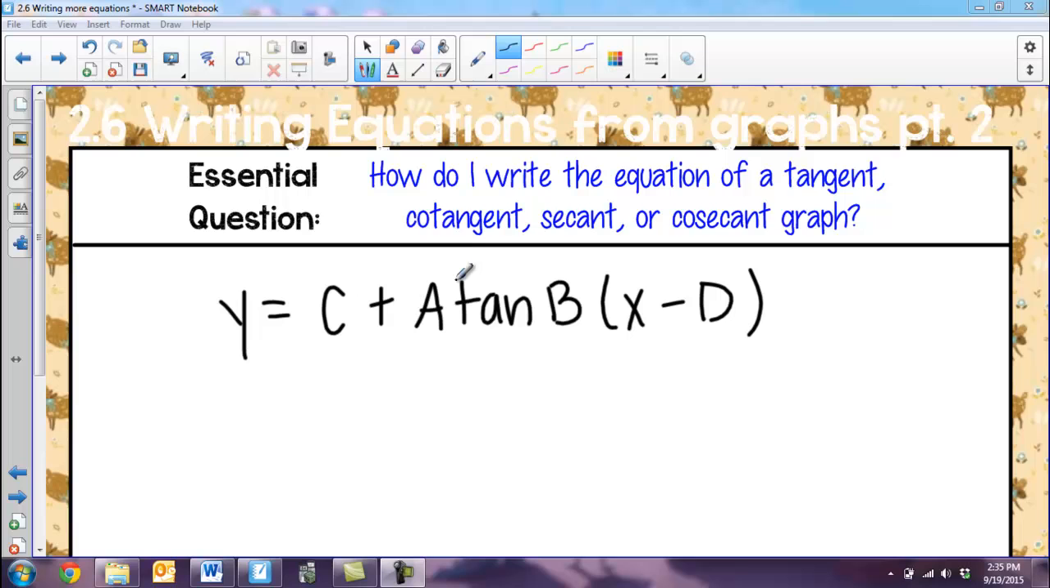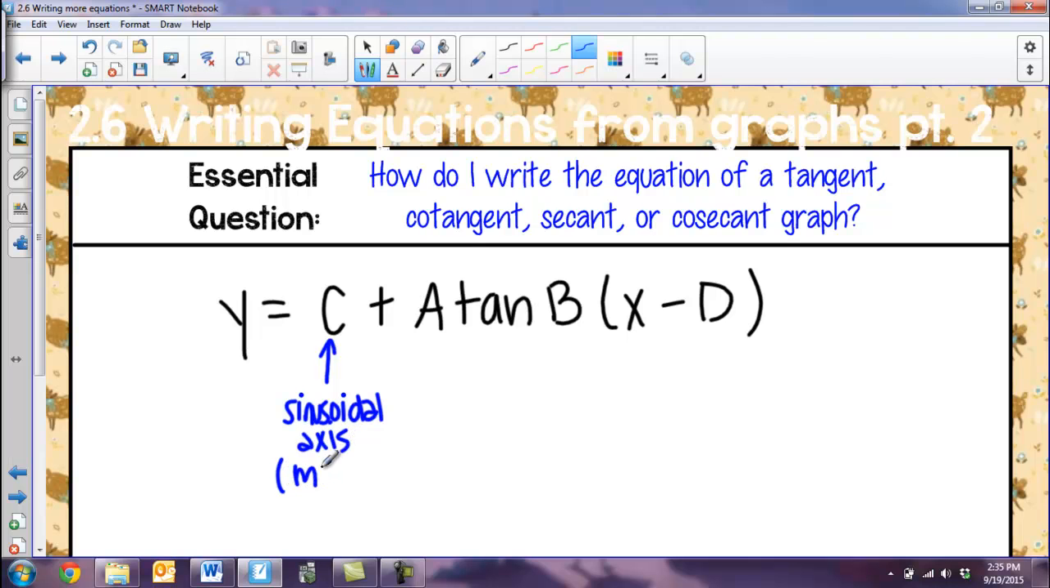So the first thing I want to make a note of is that general equation that we've been talking about this entire unit, y equals c plus a tan b, because we're going to start with a tangent equation, times the quantity x minus d. So if you remember, C is going to be that sinusoidal axis. And those go through your center points. That's the middle of your graph.